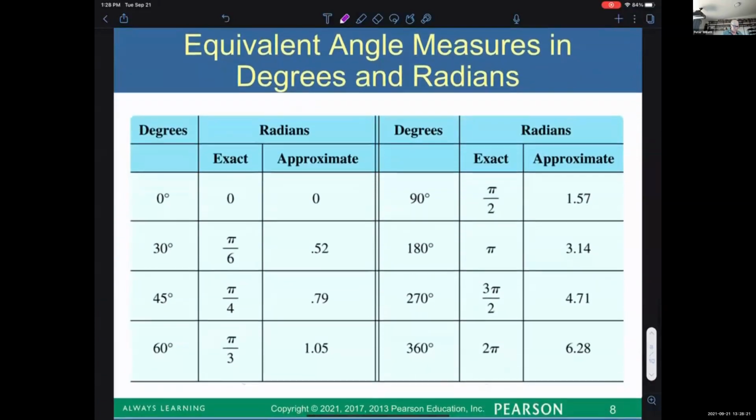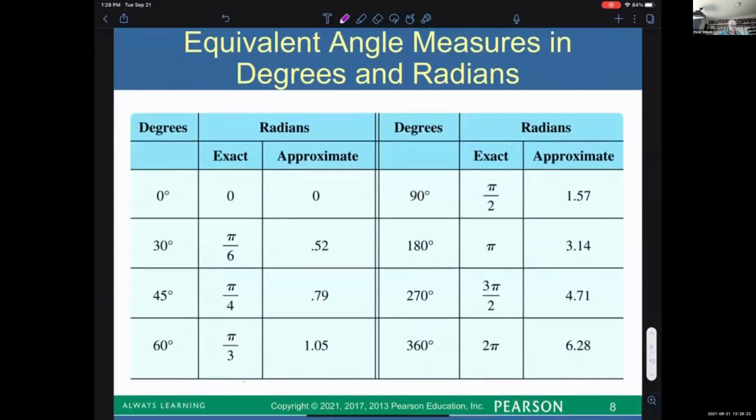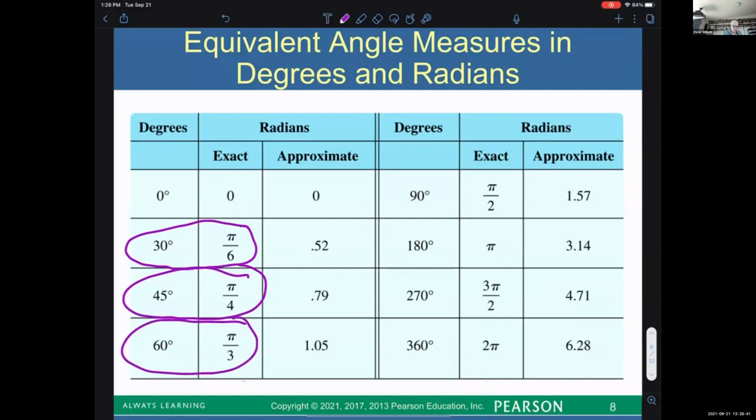So here's a nice little table where they've done some conversions for us. Some of the things we already saw: 30 degrees is pi over 6. 45 degrees is pi over 4. Well, 60 degrees, since that's twice 30, would be 2 times pi over 6, which gives you pi over 3. 90 degrees is pi over 2. That's one of the first ones we did. 180 degrees is where you get a nice even pi, etc.